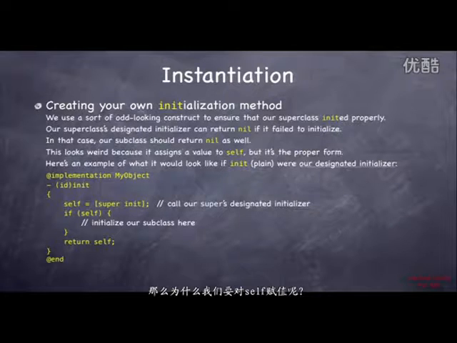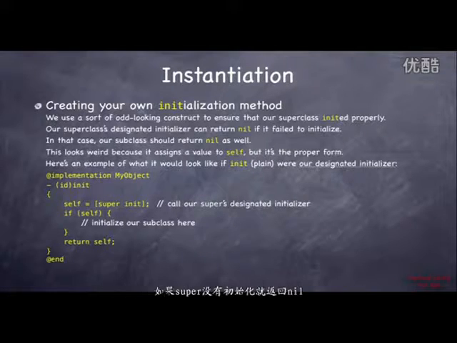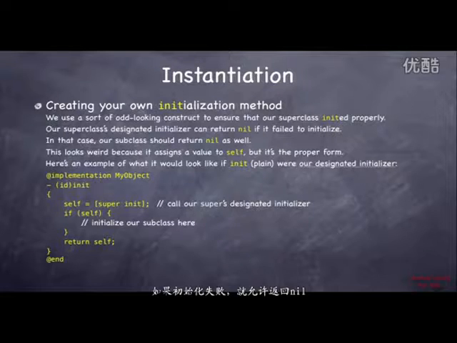Now, why do we set self there? It's kind of a convention or mechanism so that we can make sure that our super got initialized before we start initializing. And if our super didn't initialize, we're going to return nil. So if in your initializer, you for some reason can't initialize this object, maybe you depend on a database that's down or something like that, although that'd be bad design. But if you can't initialize, you can return nil from your init. Okay, that is allowed, frowned upon, but allowed.